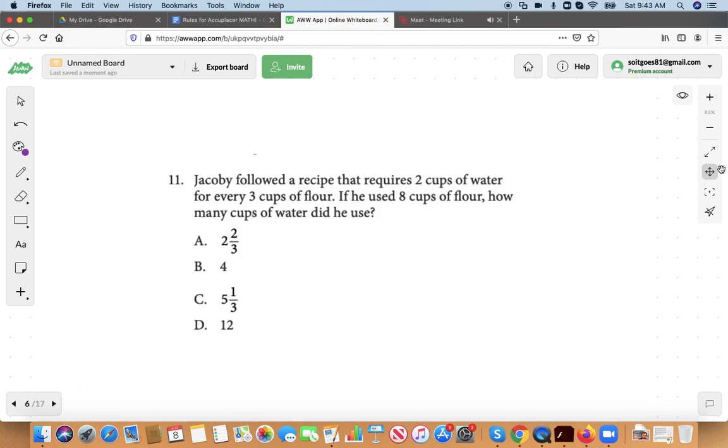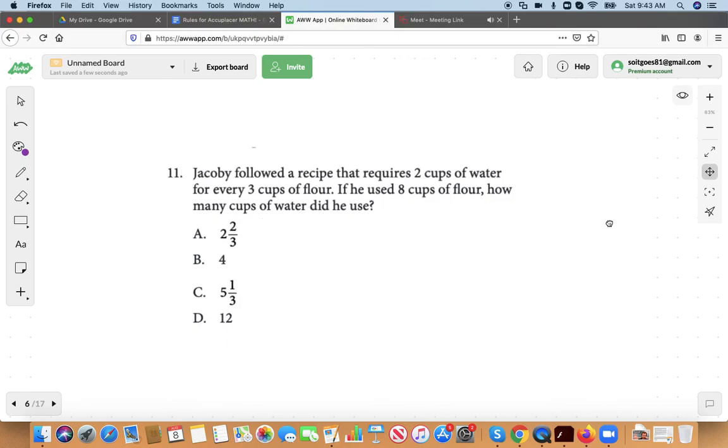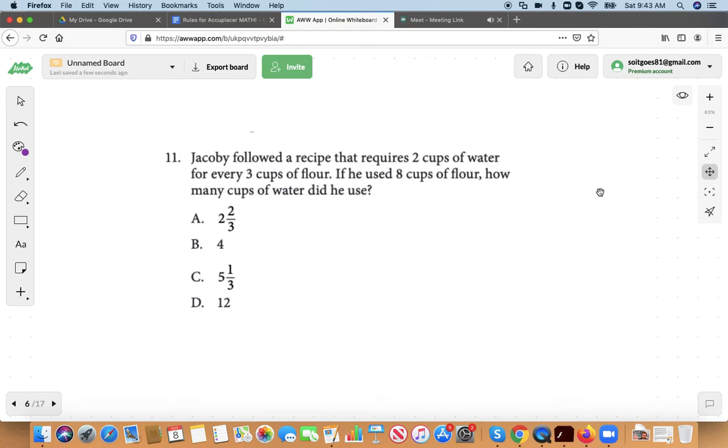Ooh, I like this question a lot. I see a lot of questions like this from students. This pops up a lot in the Accuplacer, this kind of concept. Go ahead and read question number 11, please. Jacoby followed a recipe that requires 2 cups of water for every 3 cups of flour. If he used 8 cups of flour, how many cups of water did he use? Kiesha, what are we solving for here? How many cups of water did he use if he used 8 cups of flour? Yep. How many cups of water did he use in this recipe?